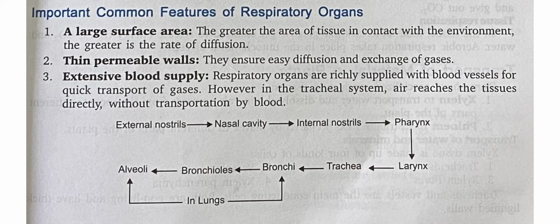Third one is extensive blood supply. Means these respiratory organs are richly supplied with blood vessels for quick transport of gases. However, in tracheal system, air reaches the tissues directly without the help of blood. And we can see the path given over here. We have already studied it. Air from external nostrils to nasal cavity. From there it passes to internal nostrils, then to pharynx, larynx, trachea, then bronchi, bronchioles and alveoli, and all these bronchi, bronchioles and alveoli are situated in lungs. So it directly passes to lungs.